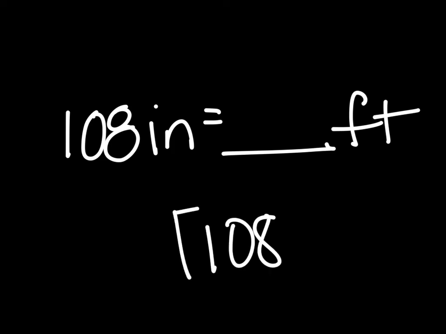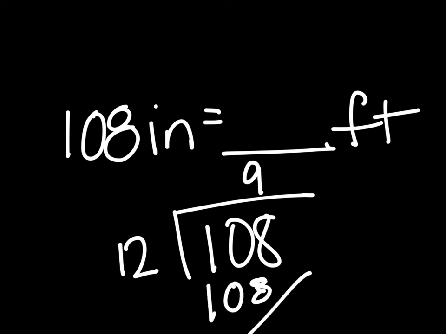Okay, let's do another one. This time we're going to do 108 inches, and I want to know how many feet that's going to be. Again, I know in 1 foot I have 12 inches, so I can take 108, I can divide by 12 to get 9. 12 goes into 108 with no remainder. So 108 inches is equal to 9 feet.